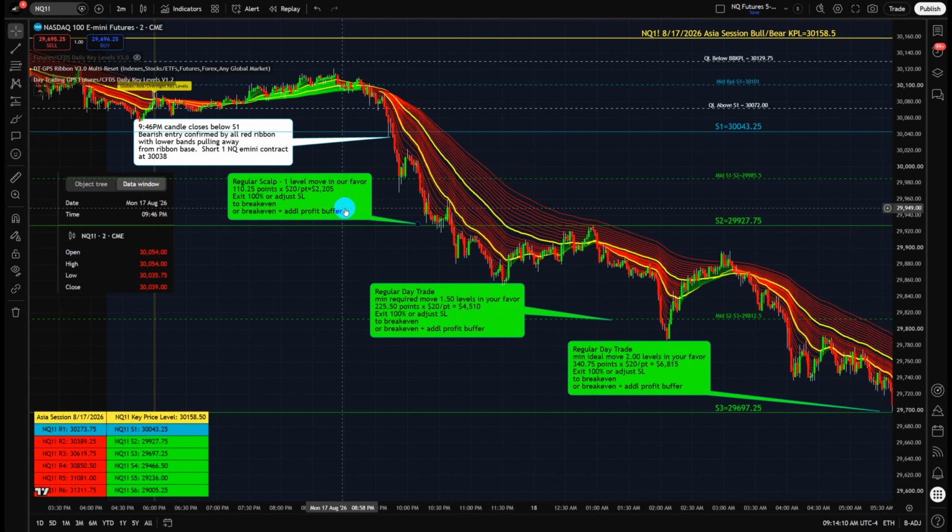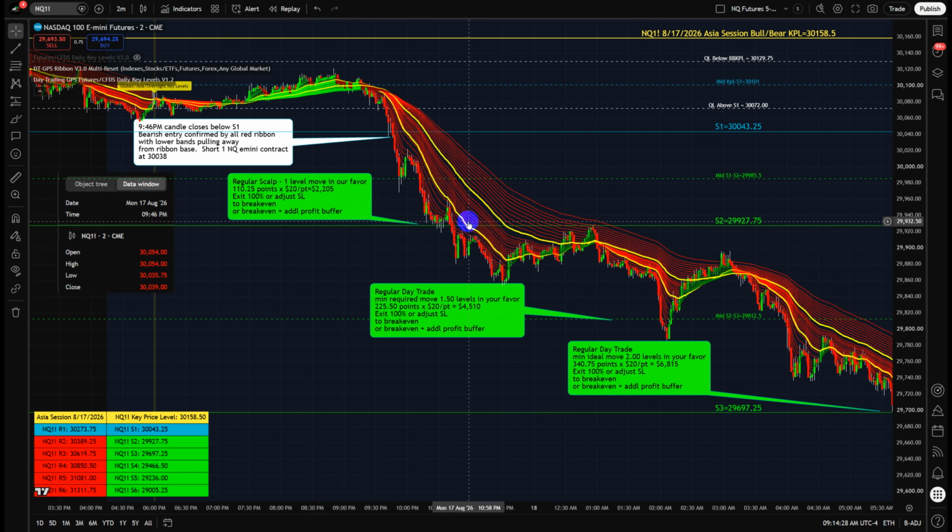So what you're going to do is exit 60 to 90% of your original position, and then you're going to adjust your stop loss on the remaining runners. So by adjusting your stop loss on the remaining runners, you now de-risk them.